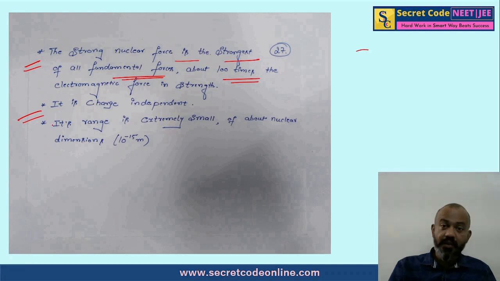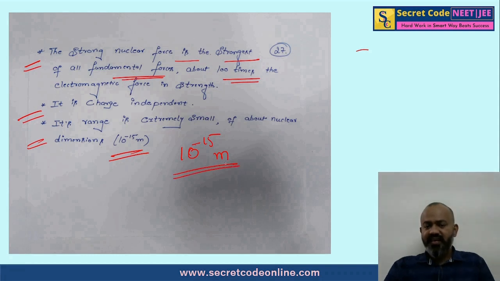It is not charge dependent. It is charge independent, because the strong nuclear force is within the nucleus, no? Proton and neutron. It is not coming out of the nucleus. Within the nucleus means protons and neutrons will be there. That is the reason it is charge independent. Okay, the next. The range is very small, 10 to the power of minus 15 meter. 10 to the power of minus 15 meter is the range of the strong nuclear force.